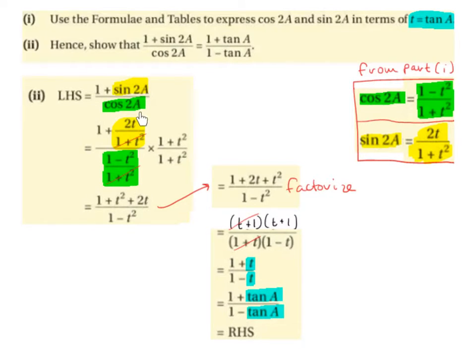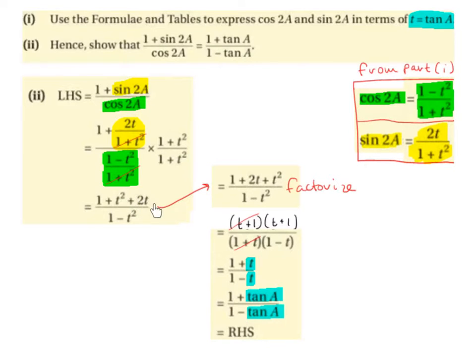So since we have a fraction that has a fraction in the numerator and in the denominator, and both of those smaller fractions have a denominator of 1 plus t squared, we're going to multiply above and below by 1 plus t squared so that we can cancel out the denominators. So 1 multiplied by 1 plus t squared leaves us with 1 plus t squared, and then 2t over 1 plus t squared multiplied by 1 plus t squared. The 1 plus t squareds will cancel out, leaving us with 2t, so we bring the 2t down here.